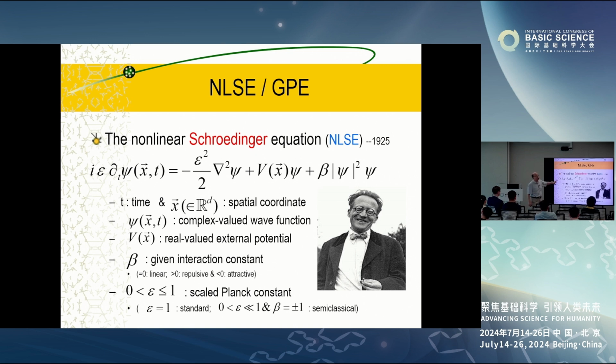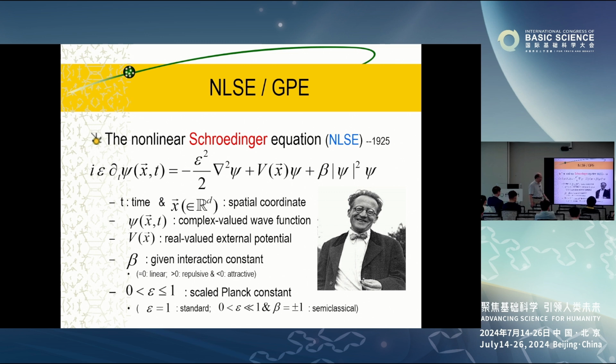In fact, these two are not independent. In most physical literature, they always take epsilon equal 1. Beta could be large, could be small. This epsilon is called the scaled Planck constant.